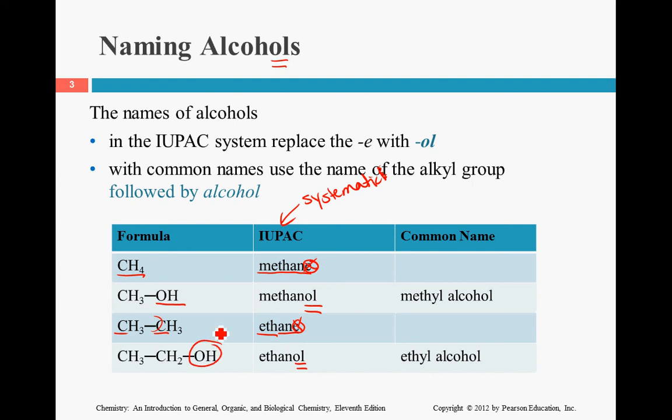Now the common way of naming this, if it's at the end, the OH group has to be at the end, they look at the rest of it as a substituent. So that means CH3CH2 is ethyl. So they just put ethyl alcohol, or CH3 is methyl alcohol. This only works if the OH is at the end.